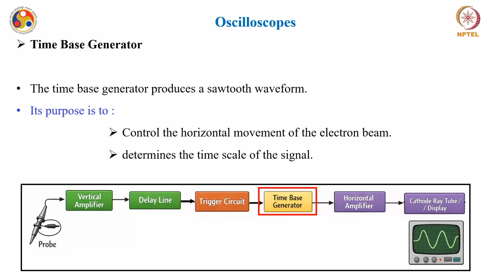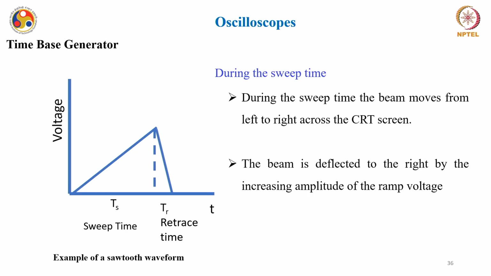So, its purpose is to basically control the horizontal movement of the electron beam, and it also determines the time scale of the signal, okay. Now, consider a sawtooth waveform generated by a time-based generator. Similarly, you can consider that there are n number of waves over here. This part of it is known as the sweep time and this is known as the retrace time. So, Ts is the sweep time and Tr is the retrace time.